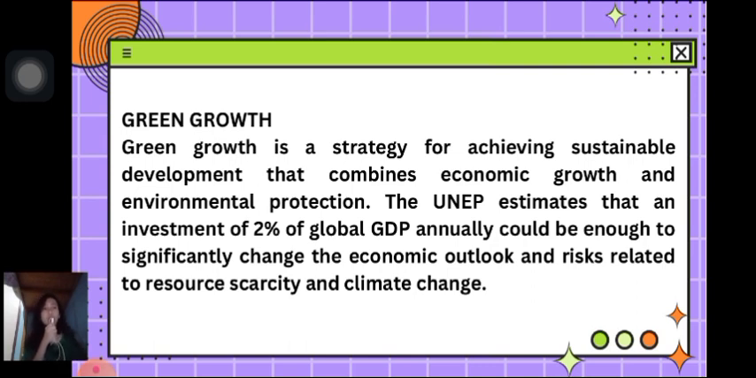So the UNEP estimates that an investment of 2% of global GDP annually could be enough to significantly change the economic outlook and risk related to resource scarcity and climate change. So, the promise of a green economy is a key aspect of the search for a better quality of growth.